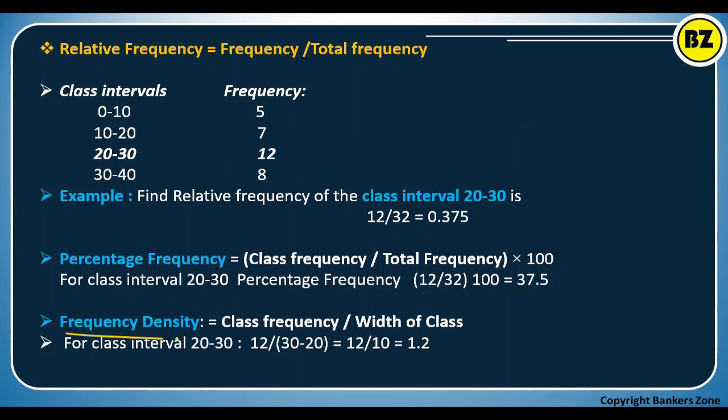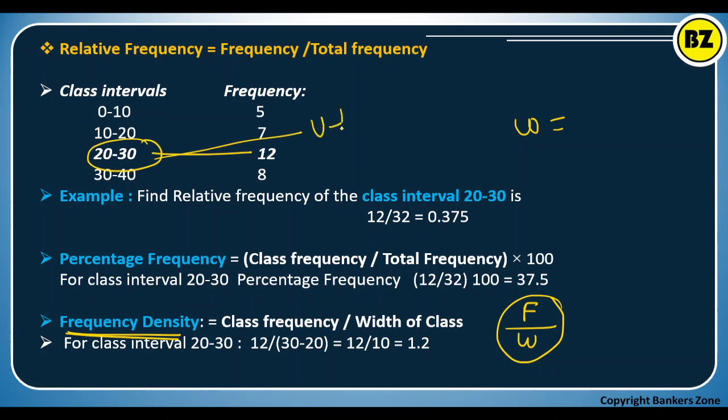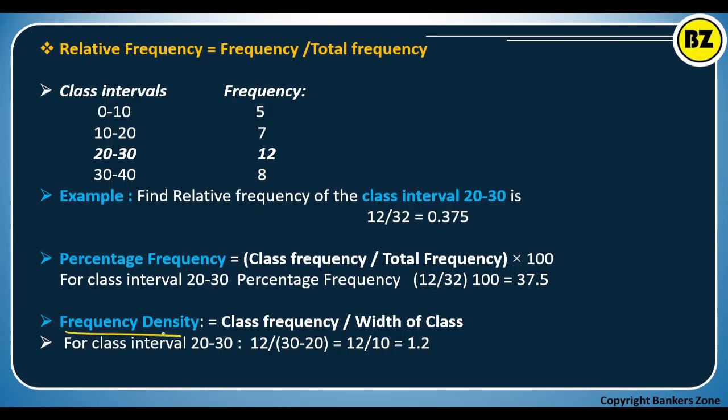Now what is the frequency density? Again very easy, it is the frequency upon the width of the class. Now remember, I have already told you in the beginning what the width of the class is. Suppose for a class, say 20 to 30, what will be the width? Upper limit minus lower limit, that is 30 minus 20 is equal to 10, which is our width. Okay, very easy. So what is the frequency density? It is the frequency upon the width.